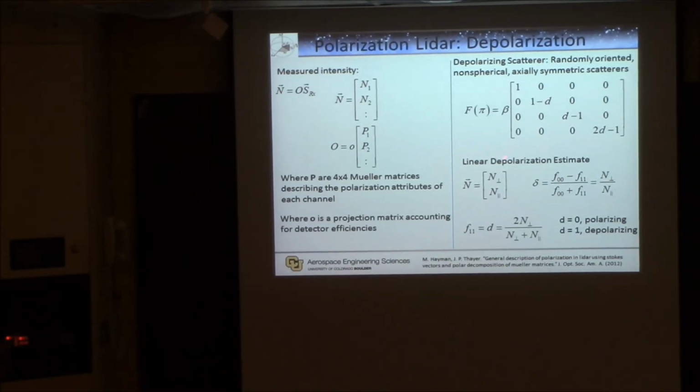Now, it turns out that we only need two measurements, one in the perpendicular and one in the parallel direction, to provide a linear depolarization estimate of D. So we're targeting this element of the matrix. By using a polarizer, horizontal and vertical components, we can measure the ratio, which is called the depolarization ratio. To get to D, we take the measured intensities in the perpendicular channel and in the parallel channel, and from those come up with a value and determine whether these are polarizing or depolarizing targets.